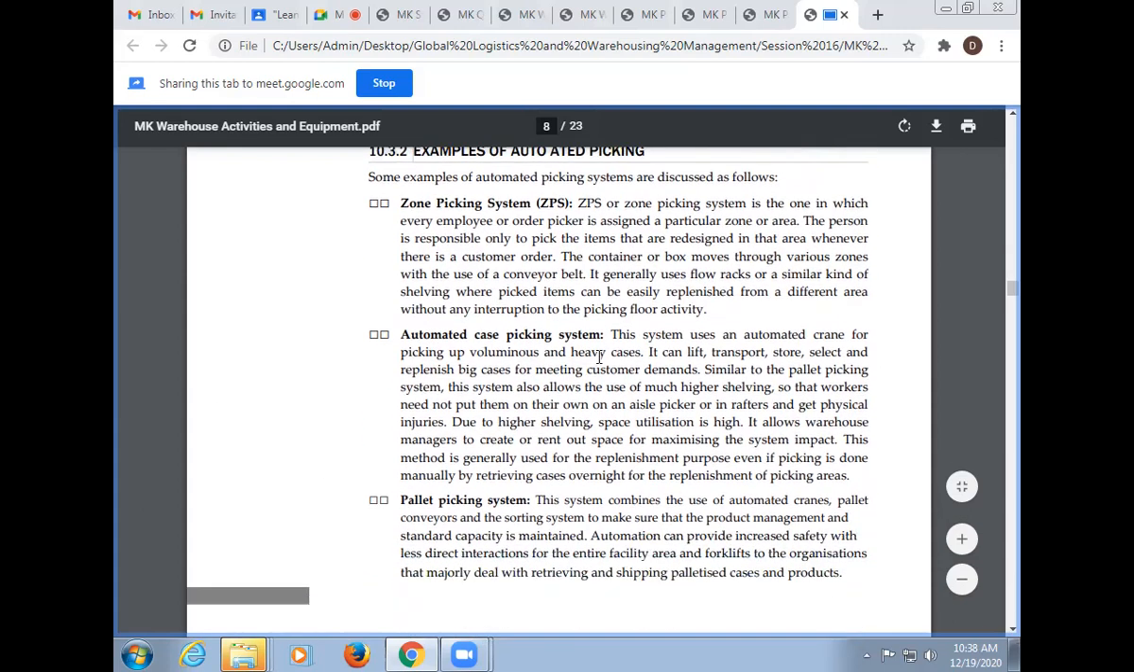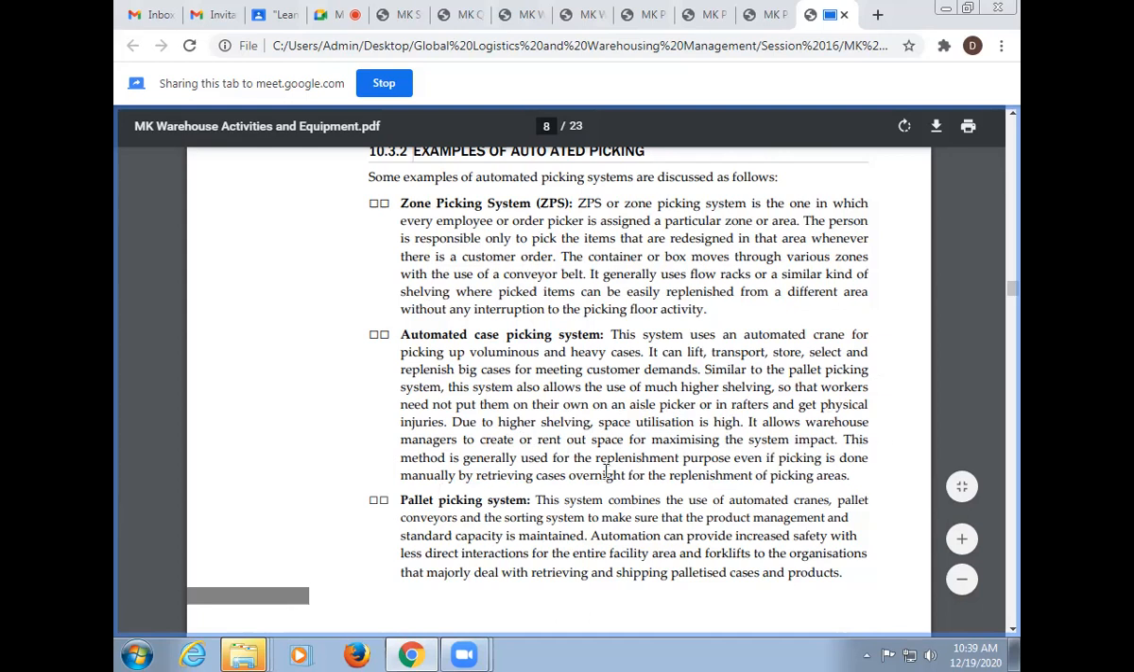Automated case picking system. This system uses an automated crane for picking voluminous and heavy cases. It can lift, transport, store, select, and replenish big cases for meeting customer demand. Similar to the pallet picking system, this system also allows the use of much higher shelving so that workers need not use a picker or a lift truck, avoiding physical injury. Due to higher shelving, space utilization is high. It allows warehouse managers to create or rent out a space for maximizing the impact.